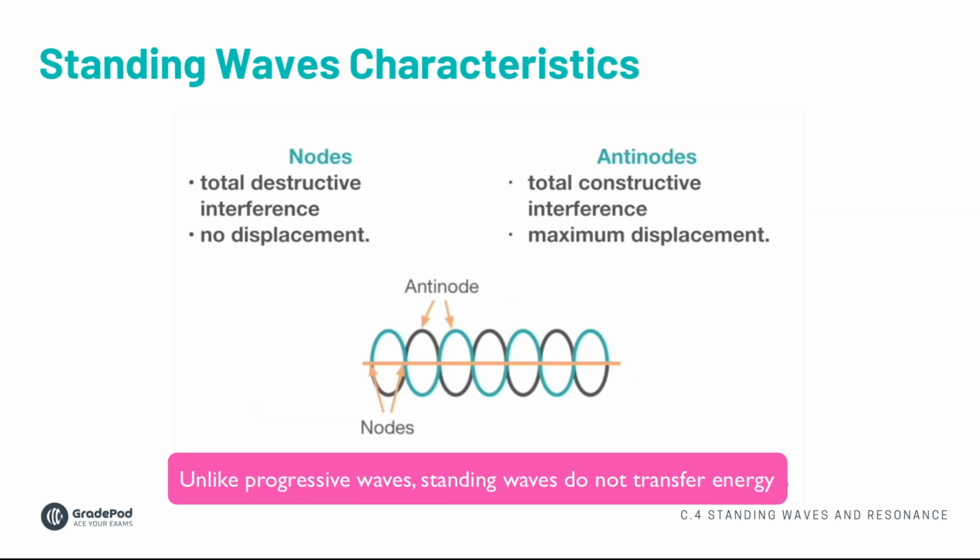Standing waves have particular characteristics that we should be aware of. They have nodes, and I'm pointing to the nodes here. These are points where there is total destructive interference and no displacement of the particles within the wave. We also have antinodes, the opposite of nodes, and these are at the maximum points. This is where total constructive interference has taken place between the two waves, and there is a maximum displacement of the particle within the wave.